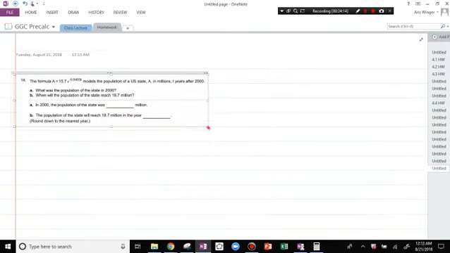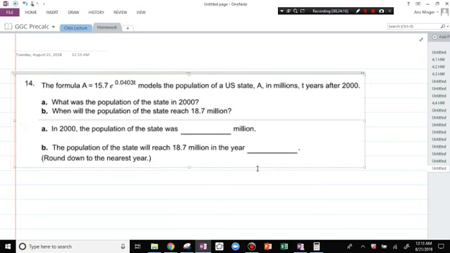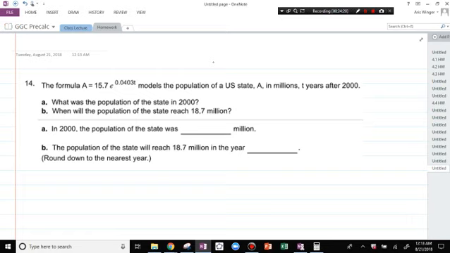The formula A equals 15.7 e to the 0.0403t models the population. So this is the population. t is years after 2000. What was the population of the state in 2000? That's in the beginning. That's always just that number, 15.7 million. You can also get it by plugging in 0 for t. That makes this whole thing 1 and you get the same thing.